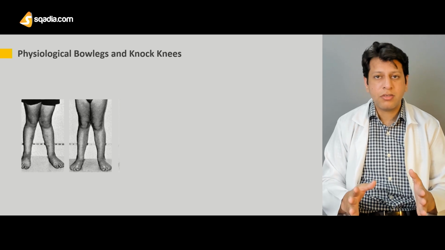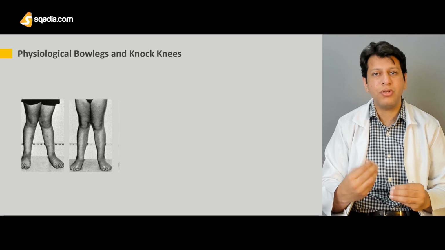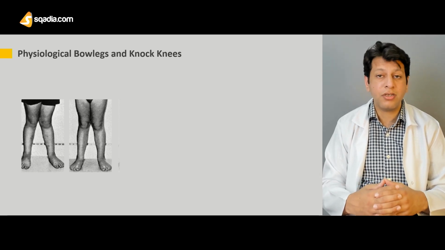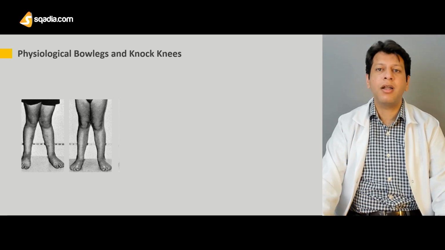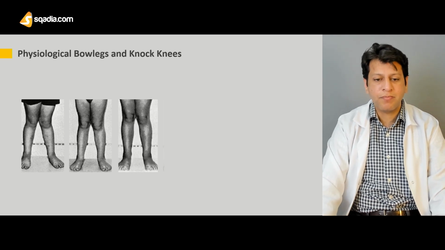Therefore, an intermalleolar distance of more than 8 centimeters is mostly pathological, and usually if it is present after 10 years of age, this is bilateral genu valgum which is more likely to be pathological rather than physiological.